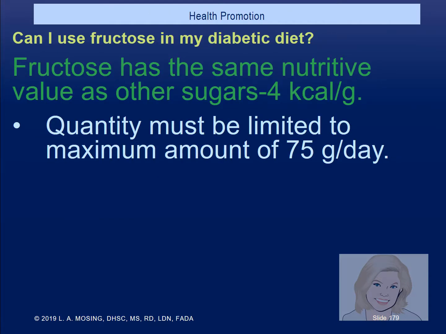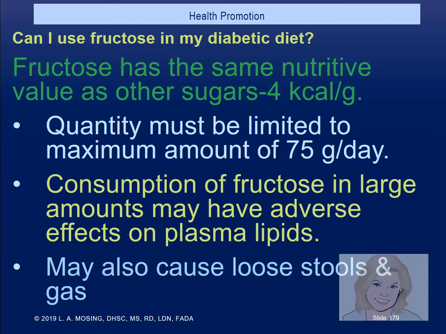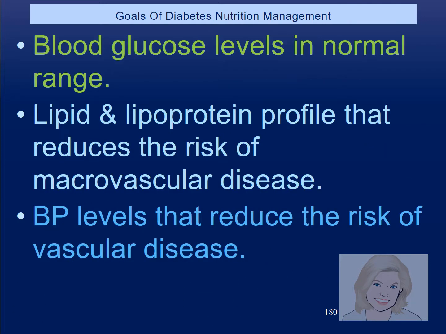Fructose. Oh, we're back to the carb chapter again, right? It has the same nutritive value as sugar. It has 4 calories a gram, but we need to control it to about 75 grams a day. If we have a patient that's having a lot of sugar-free candies, it has a lot of fructose, and that has a large negative effect on their plasma lipid. Besides, they'll be very gassy and have diarrhea.